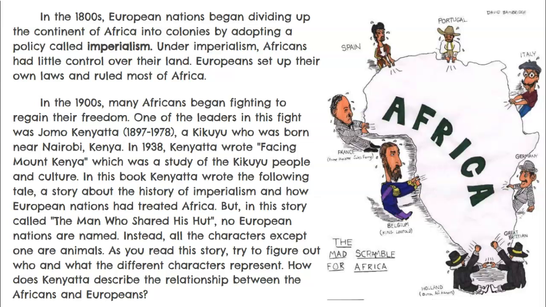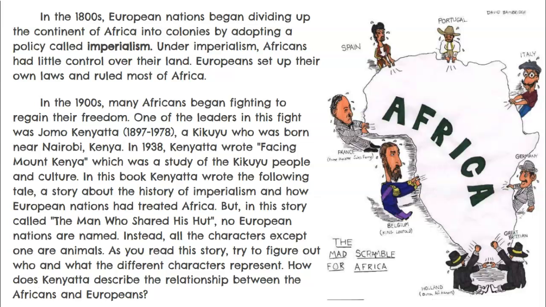In the 1800s, European nations began dividing up the continent of Africa into colonies by adopting a policy called imperialism. Under imperialism, Africans had little control over their land. Europeans set up their own laws and ruled most of Africa. In the 1900s, many Africans began fighting to regain their freedom. One of the leaders in this fight was Jomo Kenyatta.